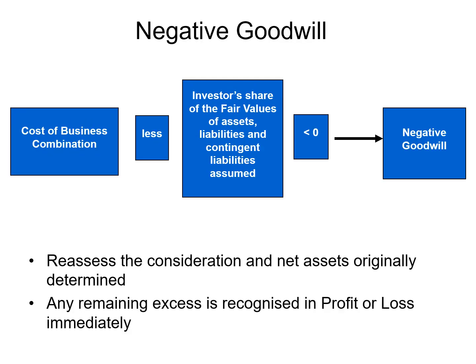If I find that there's negative goodwill that arises on the transaction, the first thing that I do before I recognize this negative goodwill is reassess my consideration and reassess the net assets that I'm acquiring at the initial point of acquisition, just to make sure that the transaction is giving rise to negative goodwill. If it then works out that there is negative goodwill, then any remaining excess I recognize in profit or loss immediately. So this negative goodwill is recognized in profit or loss immediately.